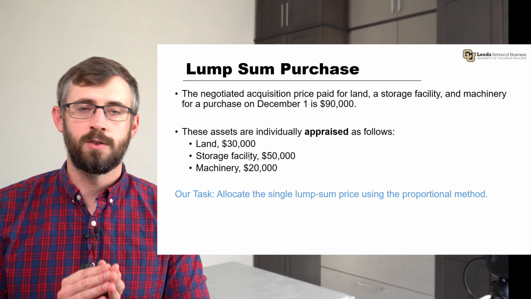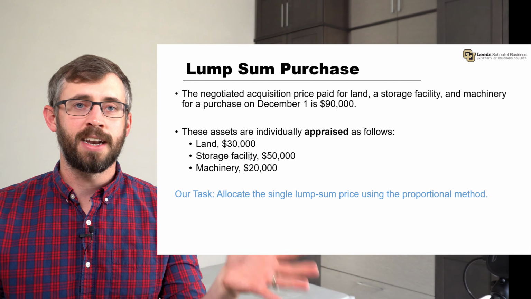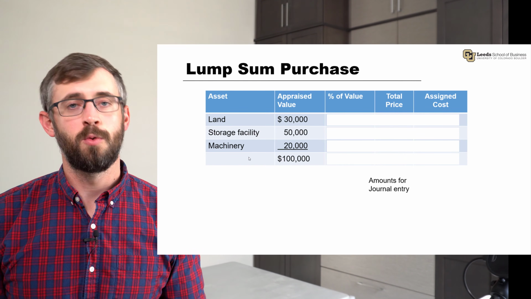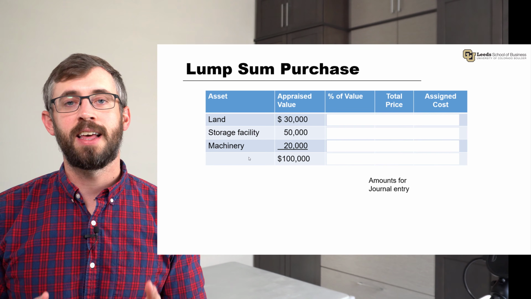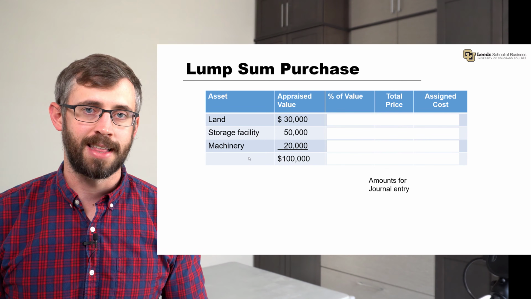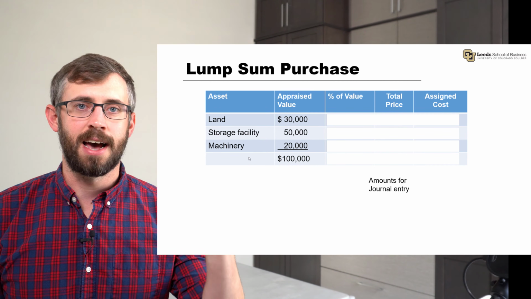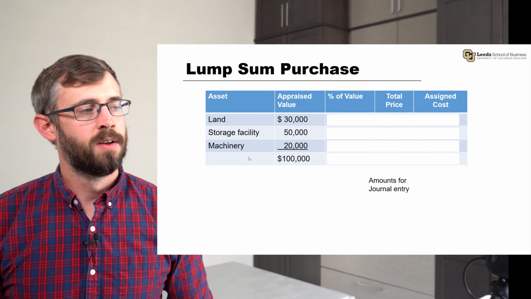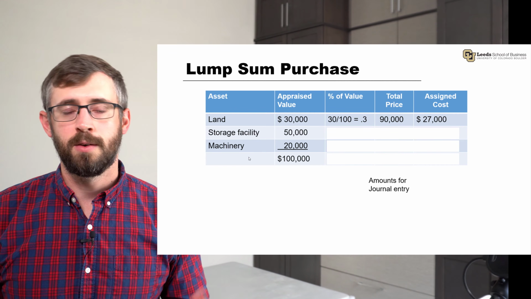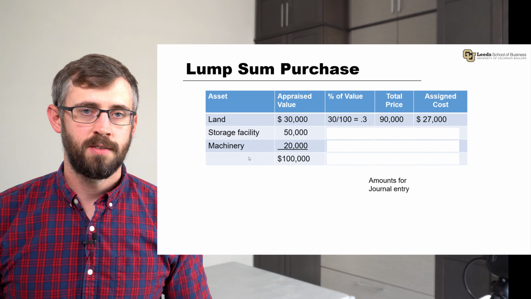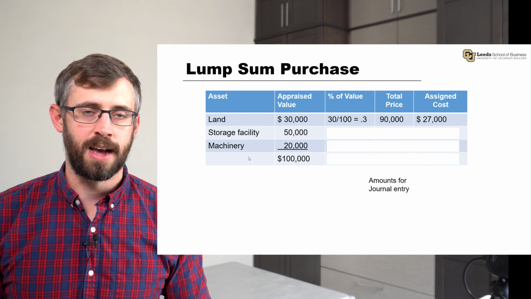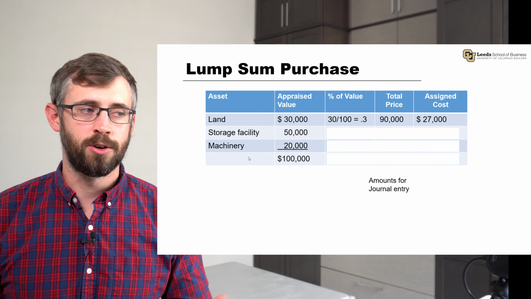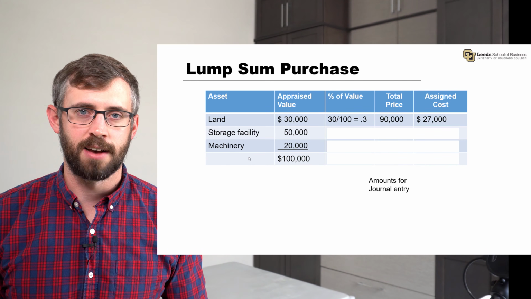So what we're going to do is use these fair values to divide up that $90,000 purchase price. If we take these appraised values, we can see that individually, these things add up to a total fair value of $100,000. So we essentially got a $10,000 discount, or a 10% discount, by buying them together as a bundle. And so we're going to say, okay, well, the land makes up $30,000 of this $100,000 total fair value, or about 30%. So it's going to get 30% of the value of the purchase price, or $27,000.